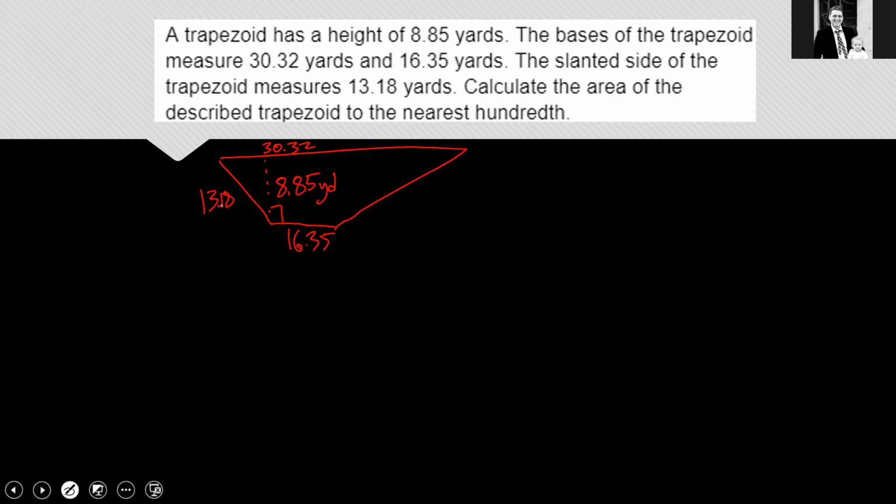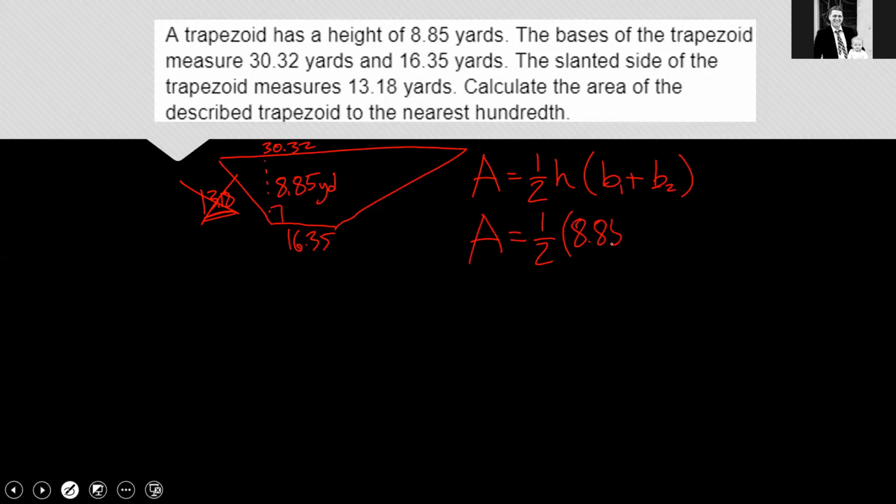Okay, so while we do have this slant height here, we don't care about it because what we care about is the actual height. So we just wrote down the formula. Area is equal to 1/2 your height times your base 1 plus your base 2. Let's fill in this formula. So in this case, area is equal to 1/2, our height is 8.85, our two bases are 30.32 plus 16.35. Let's go ahead and plug that into our handy dandy calculator and then find our answer.